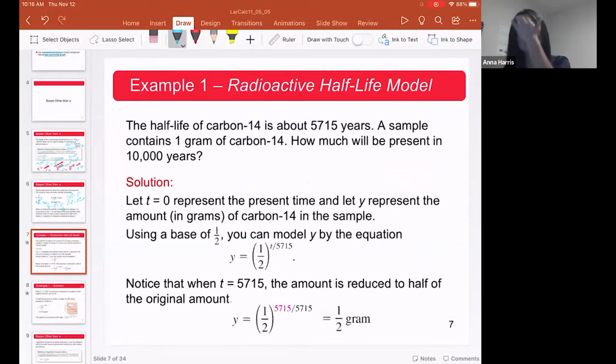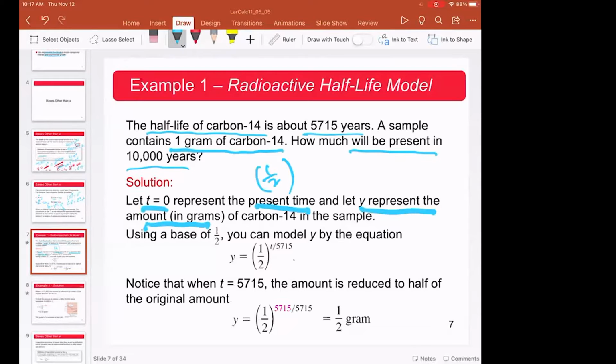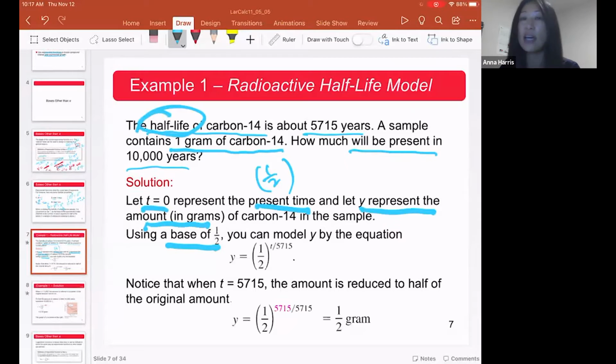And this is a model problem. You will probably see it in your chemistry class. They're asking about the half-life of carbon-14, which is about 5,715 years. A sample contains 1 gram of carbon-14. How much will be present 10,000 years later? It's a half-life, so the base is one half. You start with t equal to 0 as the present time, and let y represent the amount in grams of carbon in the sample. Using the base one half, I have y equal to 1/2 to the t over 5,715, because it told you the half-life is 5,715 years.